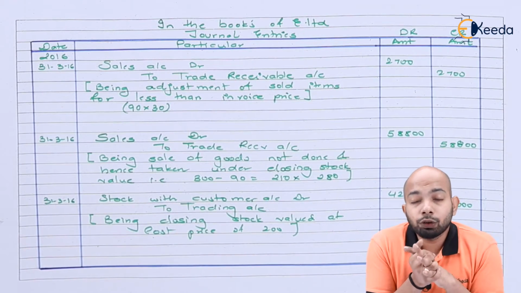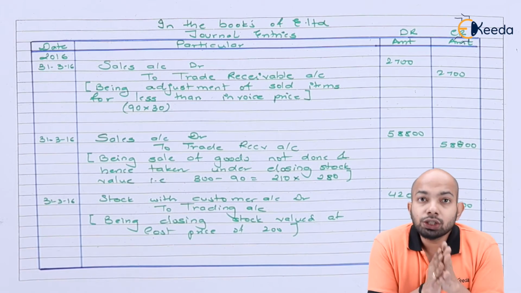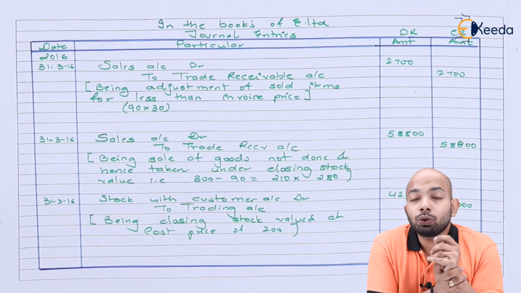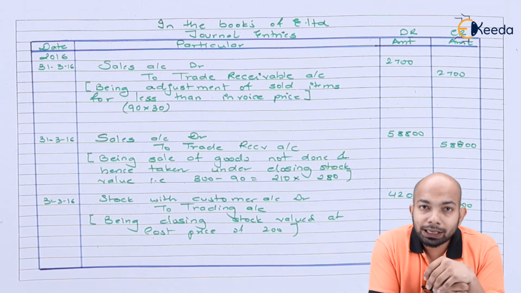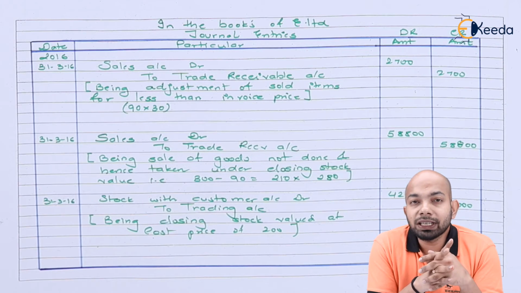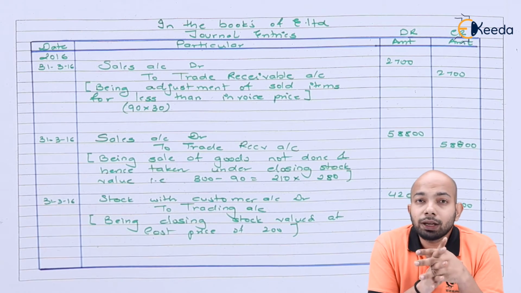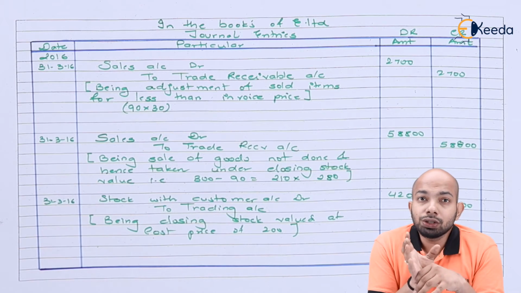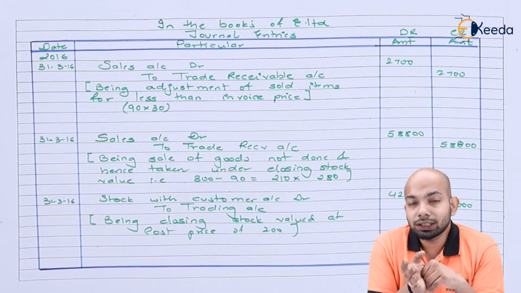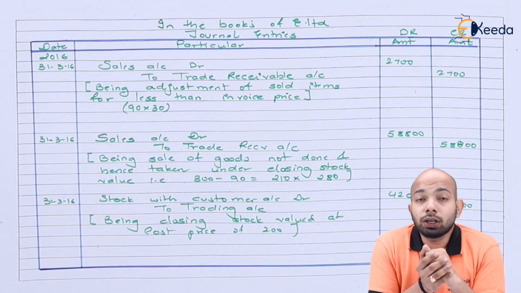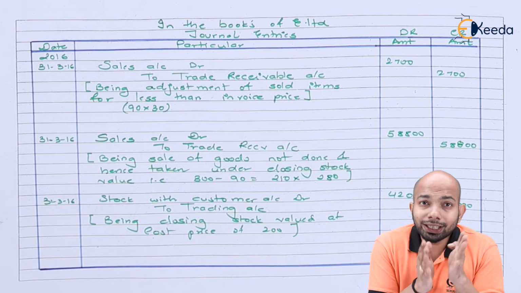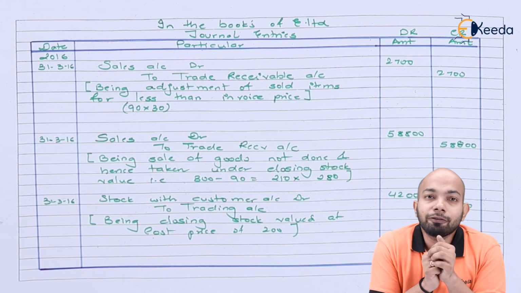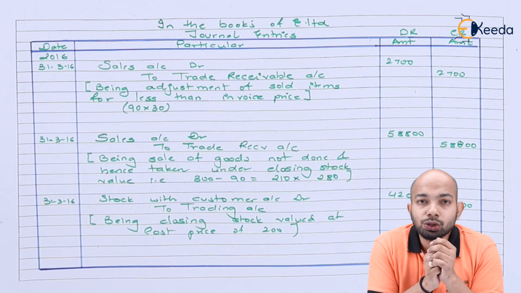The last entry that we have to pass here is the closing stock entry. That means stock lying with the customer account debit to trading account, which will have a total of 42,000. The reason being the cost price of the goods remains 200 as compared to the market value, which is 280. So whichever is lower is to be taken. The closing stock with the customers is still 210. So if you multiply 210 by 200, you get a total of 42,000. That is the amount we have mentioned here as the closing stock amount.